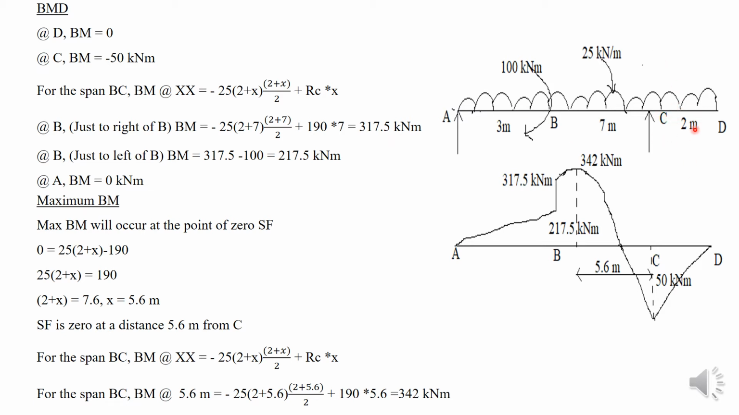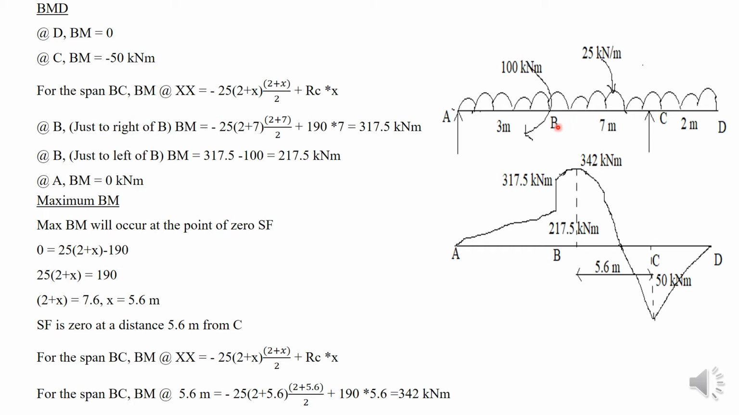For the span CD, we will get 50 kilonewton meter, which is in the clockwise direction, so minus. This is a parabolic curve, and from this point to B it changes its sign from negative to positive, and then it reaches a bending moment value of 317.5 kilonewton meter at B. Here we got the value of bending moment at B by considering an equation for bending moment at a distance x from C, for the span BC.